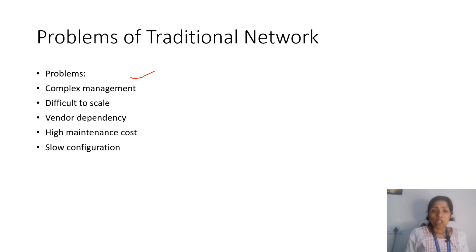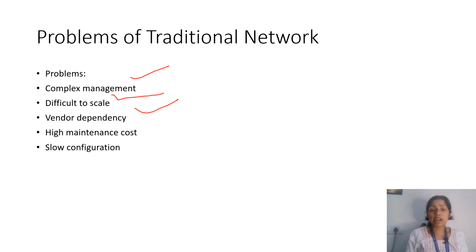Complex management: if you have multiple control planes, it is very difficult to manage, and if anything happens in a particular control plane or data plane, it is very difficult to manage. Difficult to scale: if we need 1,000 switches, there will be 1,000 control planes, and the 1,000 control planes will take different decisions. So if you want to integrate any switch with another, it will be very difficult to achieve. That's why it is difficult to scale.